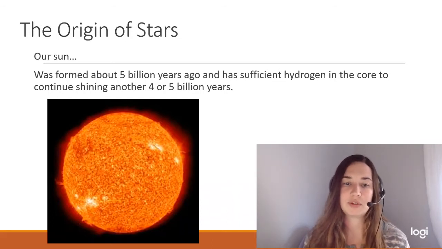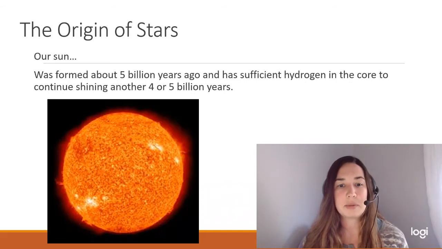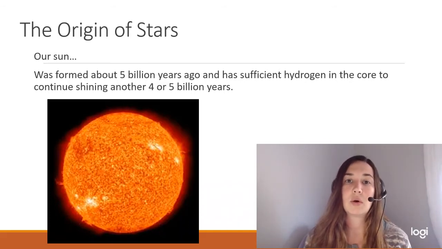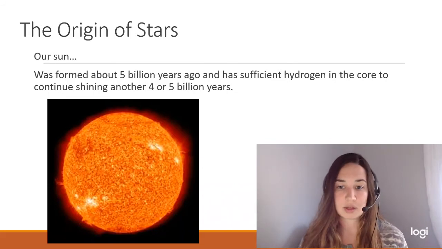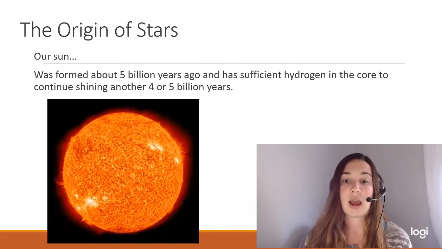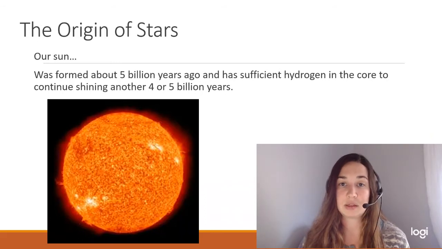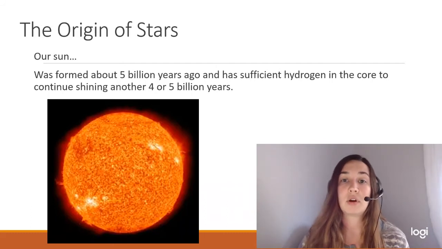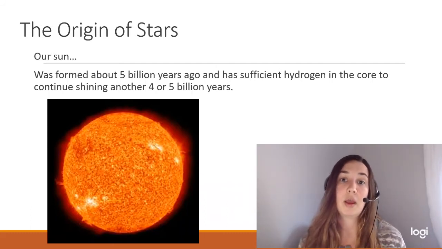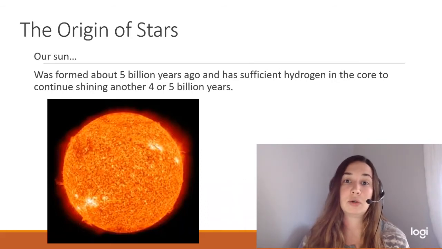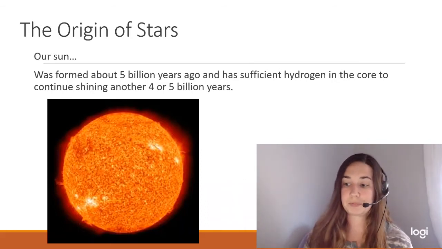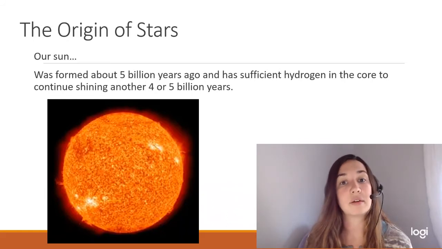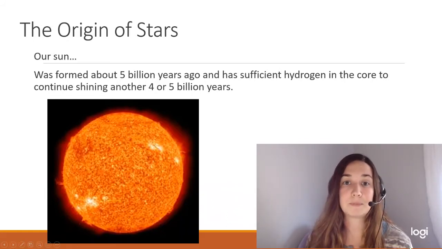So our sun, our most favorite star, was formed approximately 5 billion years ago. And so scientists believe that our sun has enough sufficient hydrogen in the core of it, because it is also a star. Our sun is a star. So more than enough hydrogen in that core to continue shining and available for use for Earth for another 4 or 5 billion years before it finally burns up and turns into a hard, dark lump of carbon, which is the fate of a lot of stars that have eventually burned out.